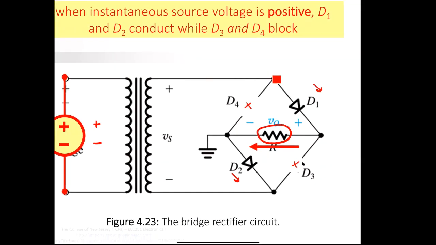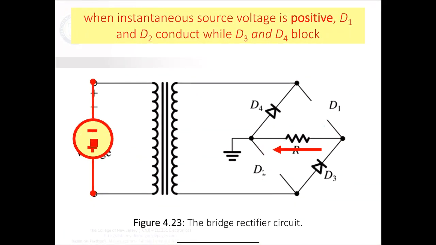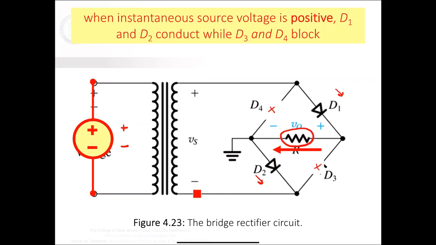Now, what happens when the polarity is reversed to this? The diodes that were conducting before are now blocking. Diodes 3 and 4 are now conducting. And the most important thing is that the direction of the current across the load is the same as compared to the previous.